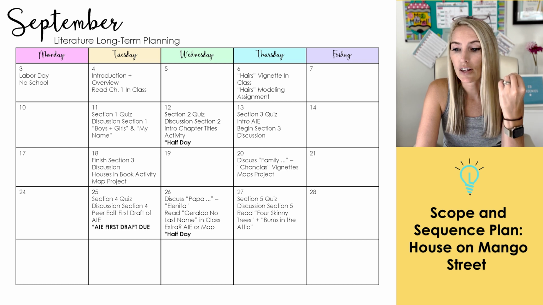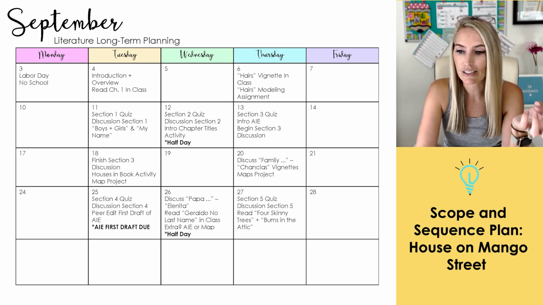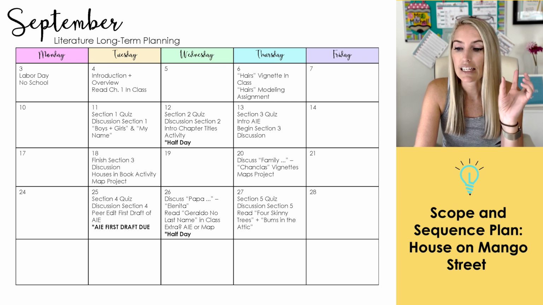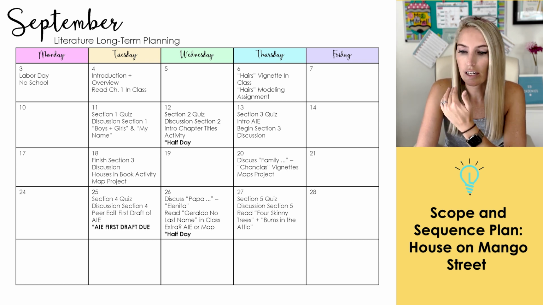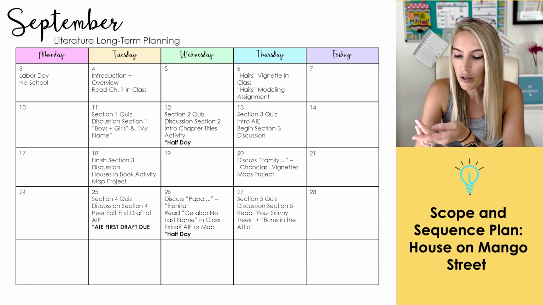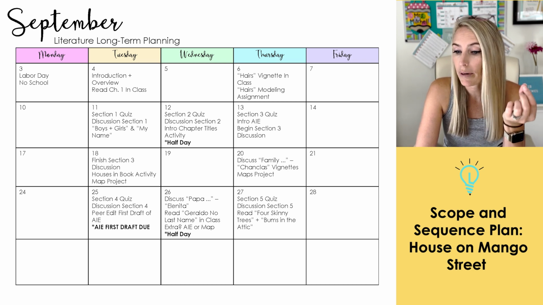So instead of having a whole discussion of section 5 together as a class, those discussion questions then get to be used as group questions. Each group gets a question, they answer it, they present to the class. So instead of doing, let's say, a Socratic seminar that's gonna take the whole class period, here we have groups working together, answering a question, presenting to the class, and maybe that's only gonna take 20 minutes instead of 60 minutes.